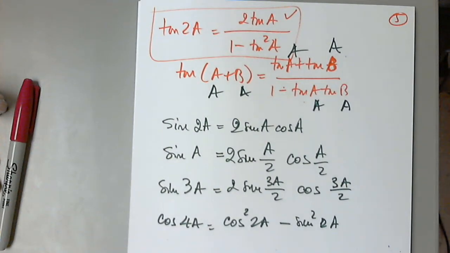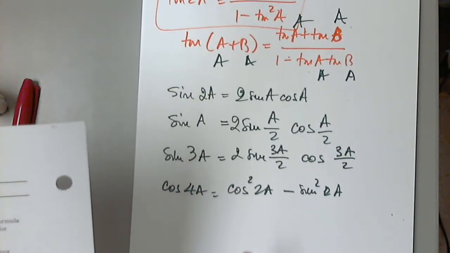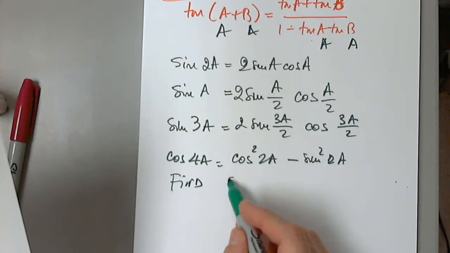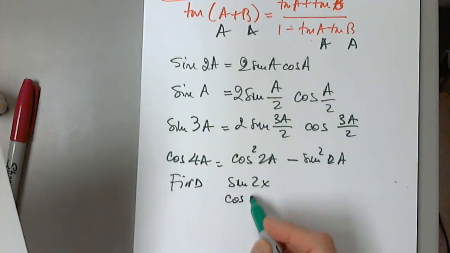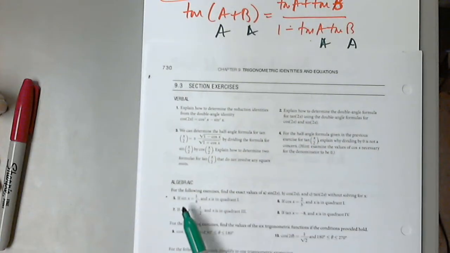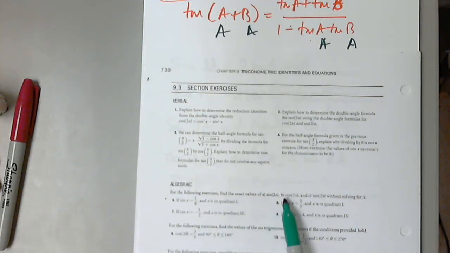So before we continue with half angle, I'd like to look at a couple of problems, to see how this works with identities. We're asked to find sine 2x, cosine 2x. This is a typical type of problem. So we are on page 730. If sine x is 1/8 and x is in the first quadrant, find these.